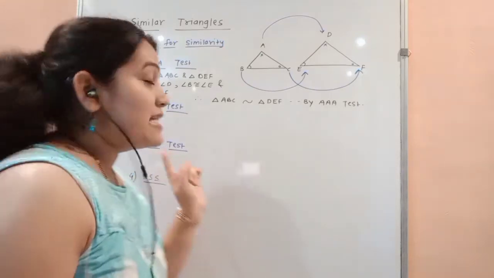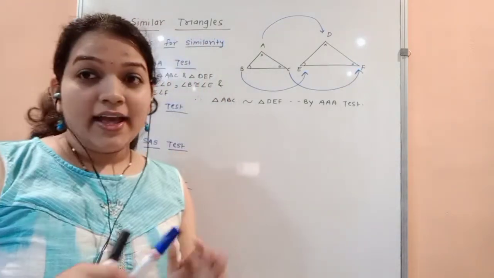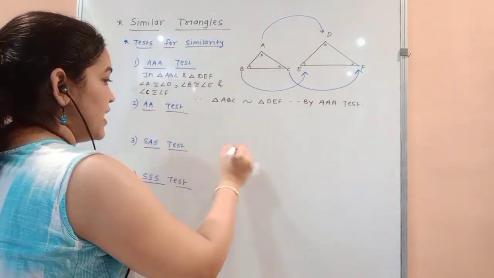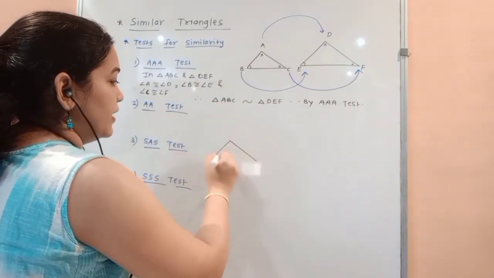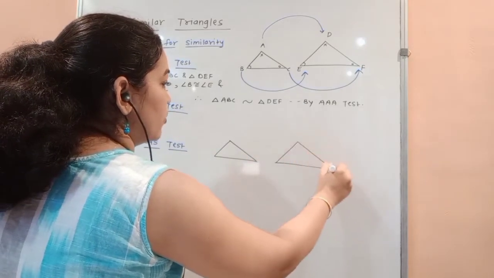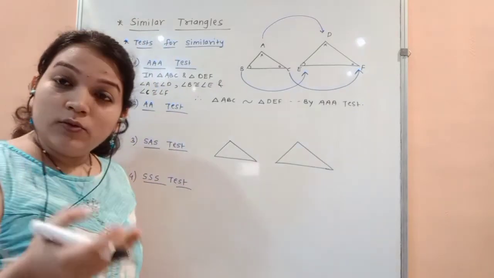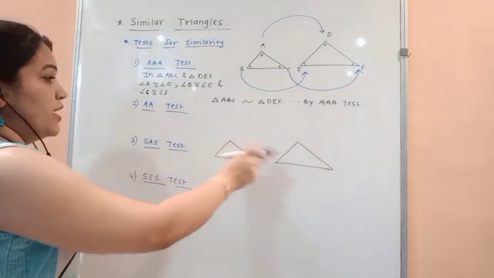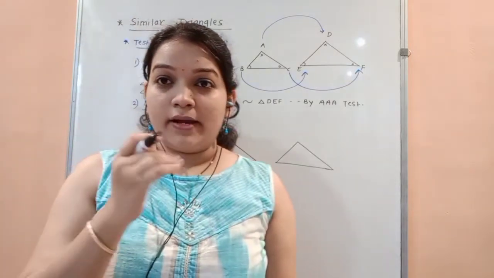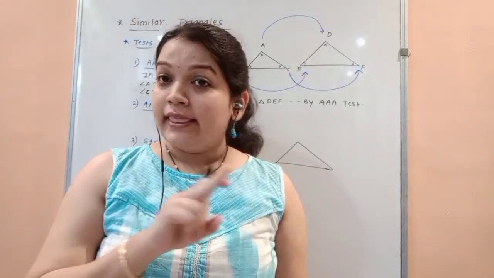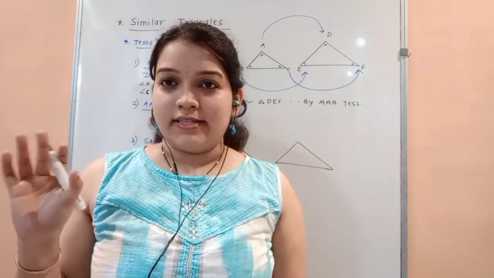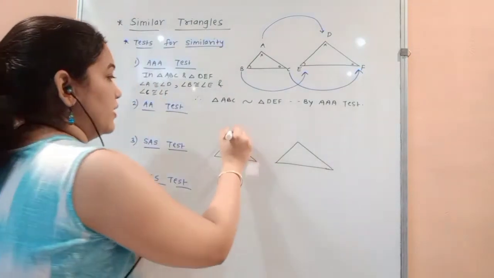Now next is SAS test, side angle side, in which you have to remember this: the angle included by the sides must be congruent. Then and then only you can say the two triangles are similar by SAS test. If the angle is not included by the sides which are in proportion, then you cannot say the triangles are similar by SAS test. Okay, so let's see here.